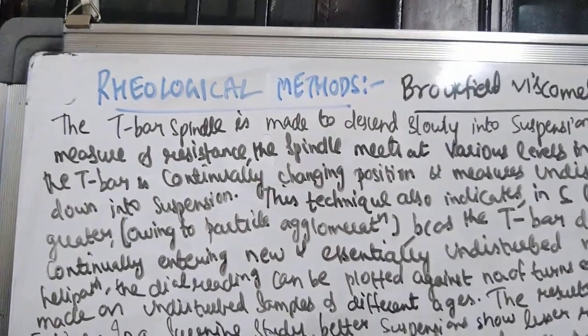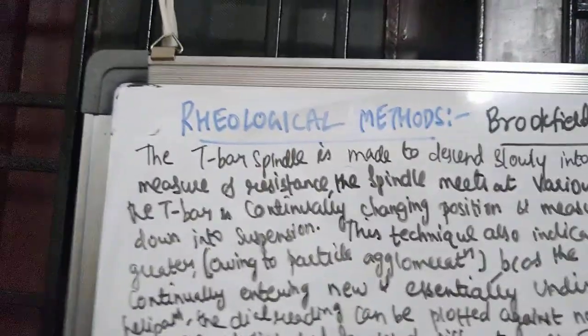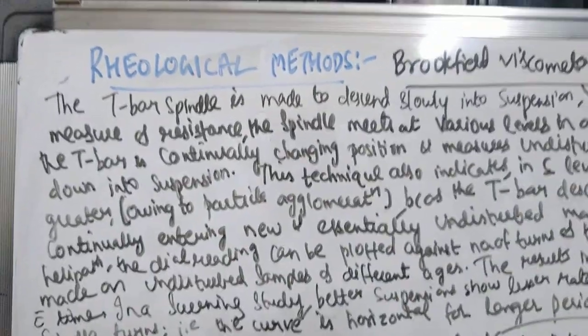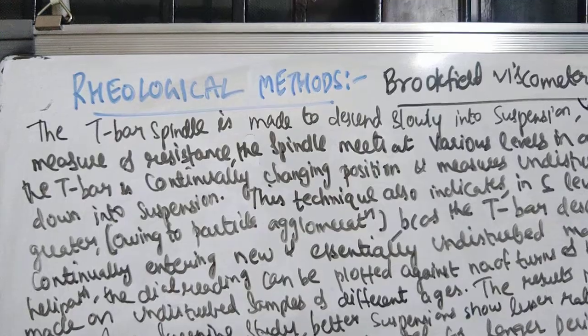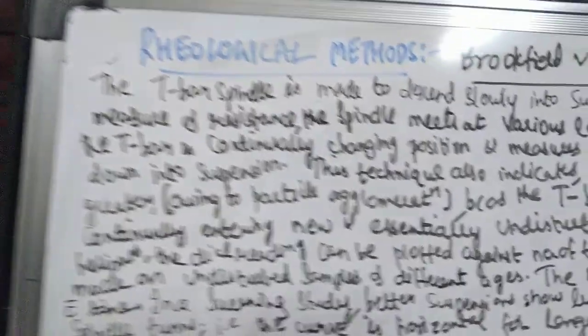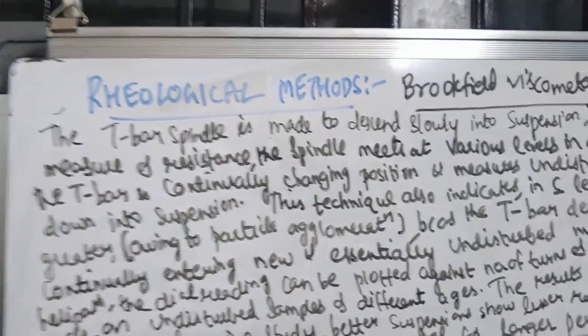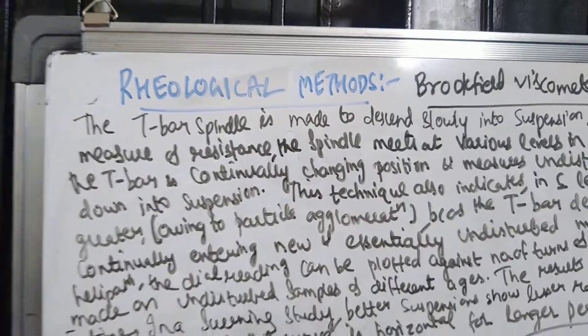Good morning students. Today we'll continue with the evaluation tests of suspension. In the previous class we discussed the sedimentation methods, in which the parameters for evaluation included sedimentation volume, degree of flocculation and redispersibility. Those were the important parameters measured in sedimentation methods.